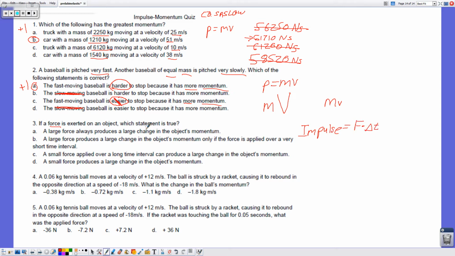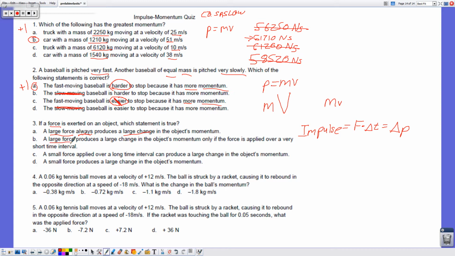A large force always produces a large change in the object's momentum. Momentum isn't in this equation. Oh, but wait, that's right. Impulse is also equal to the change in momentum. So they're saying a large force produces a large change. Well, that looks true, although this word "always" bothers me.